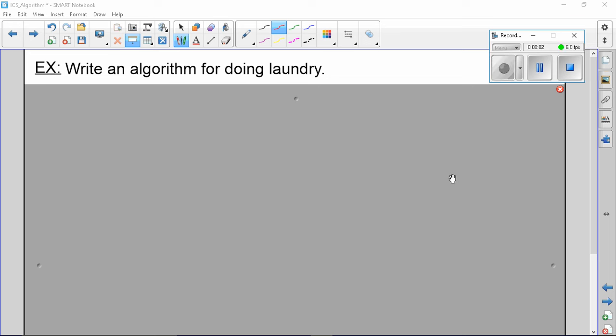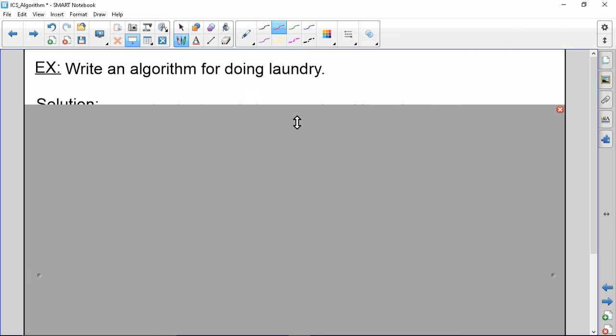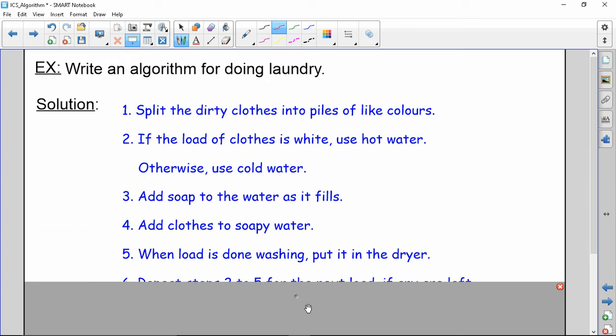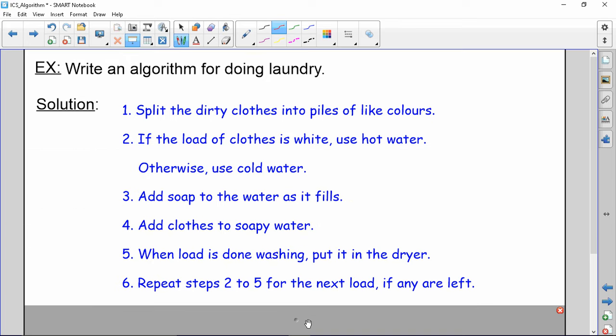Okay, here we go, part 3 of the algorithm lesson, and this is an example. The example is: write an algorithm for doing laundry. And so here we have it. This is my algorithm, and I'll go through it real quick, and then we'll talk about how this isn't actually a very good algorithm.